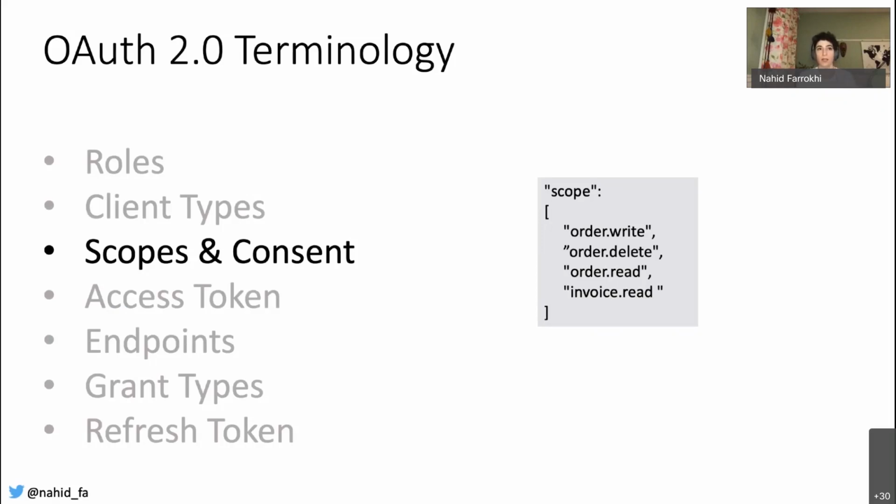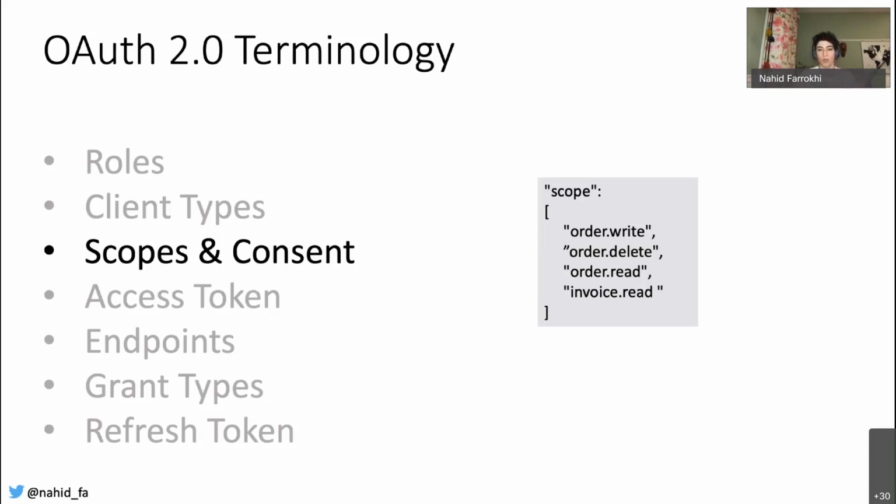The other concept is consent. The application can request one or more scopes. This information is then presented to the user in the consent screen, and the user can actually limit those scopes, right? For example, the application has access to order write and order delete, but on the consent screen the user says, I don't want this application to be able to delete this order, right?